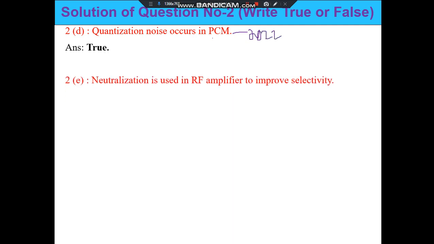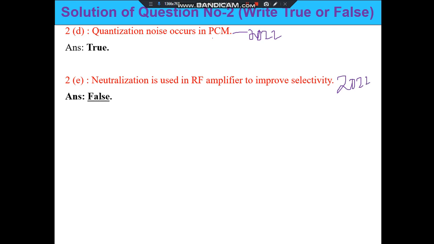Next question: quantization noise occurs in PCM. Yes, this statement is true. This also came in the year 2022, so the same question is repeated. Neutralization is used in RF amplifier to improve the selectivity. This statement is false. This question also came in the year 2022.